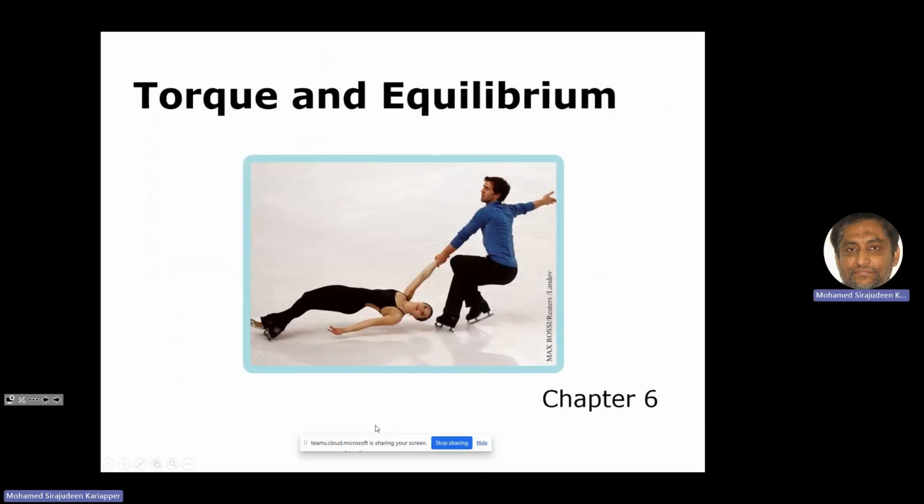Chapter 6 title is Torque and Equilibrium. So we are going to start a new concept because now we can no longer treat things as a particle. It has a size, so it can spin and rotate, and we have to take that into account. So rotational motion requires something called torque. Force is not sufficient to describe rotational motion. So with that, we come to redefine the equilibrium.